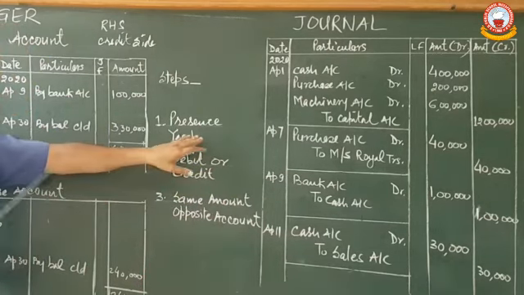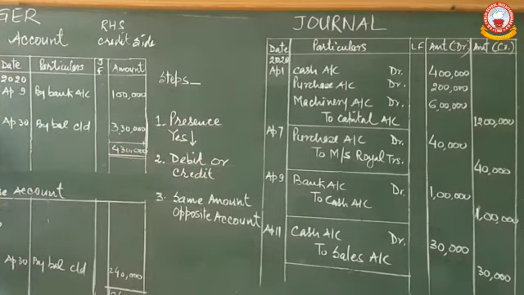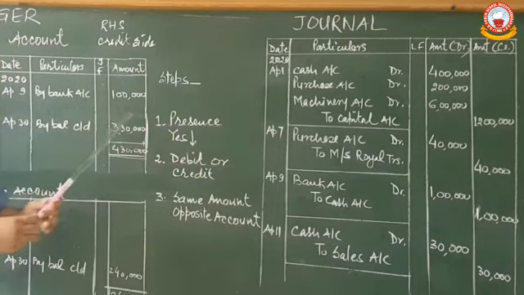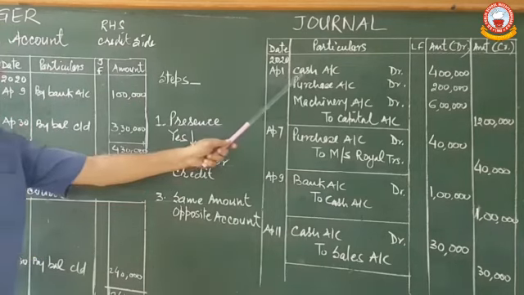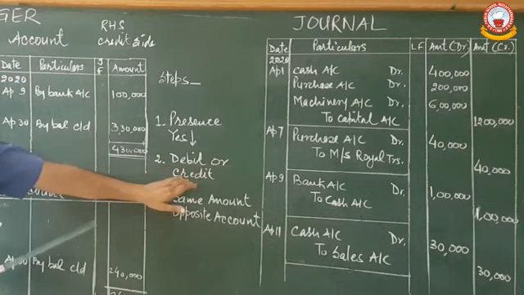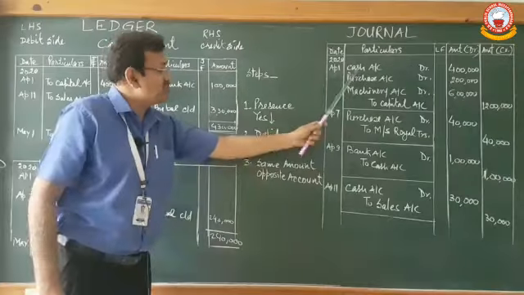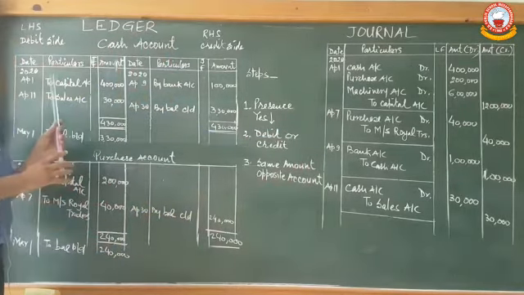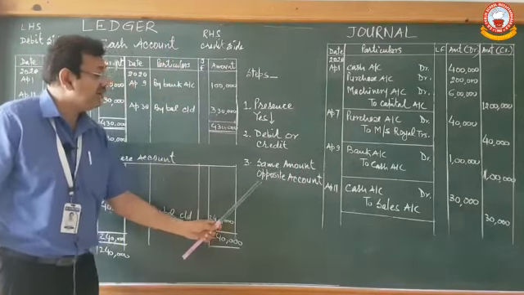First one is presence. In the first entry we are preparing the cash account because cash is involved here, and we have to see the presence of the account we are preparing, cash account, in the journal entry. It is present, yes. Next question, debit or credit? In the journal entries it is debit. So the posting of this transaction in the cash account will be on the debit side, and what we have to write is same amount and opposite account.